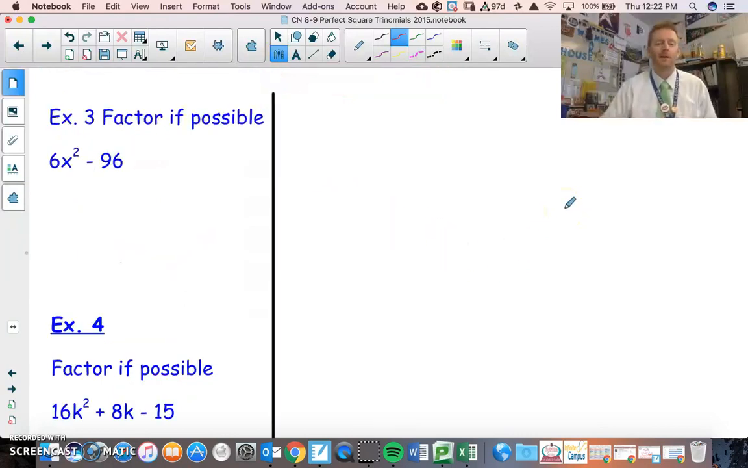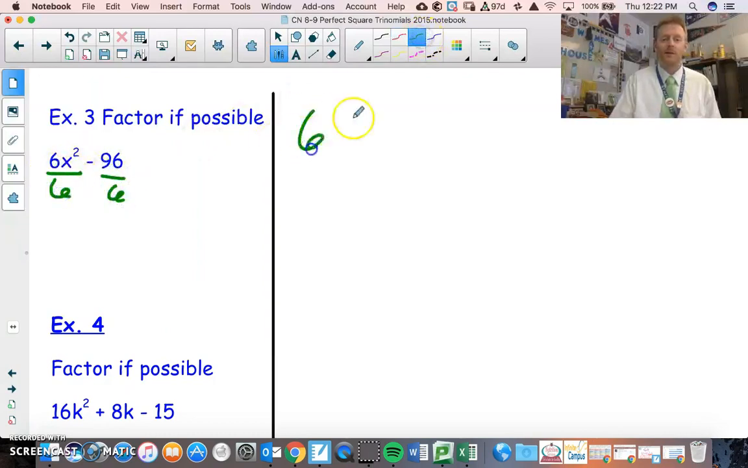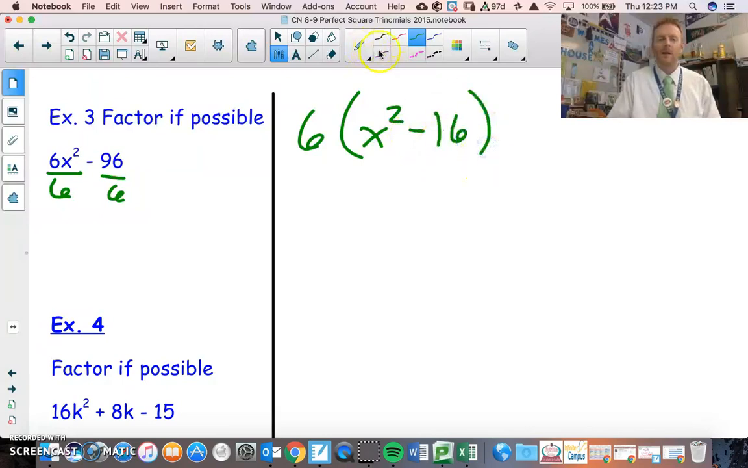All right, similar ideas. On example number 3, we have a 6x to the second minus 96. Because we're not asking for anything specific here, we just need to factor. So you should always look for a GCF. Right now I see that I can divide both of these by a 6 to be left over with an x squared, and 96 divided by 6 I think is 16. Yep. And minus 16. And hopefully you see then that this is a difference of squares.